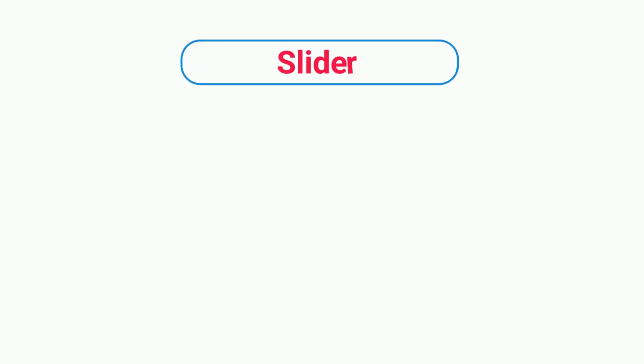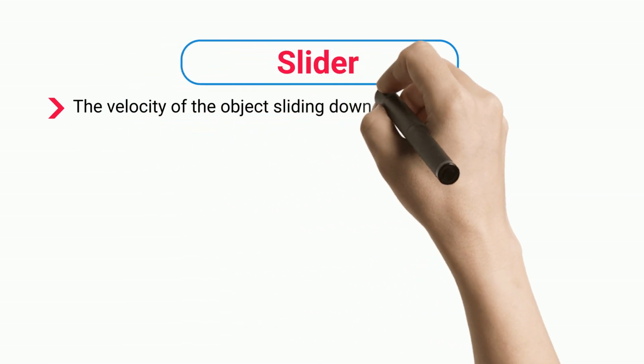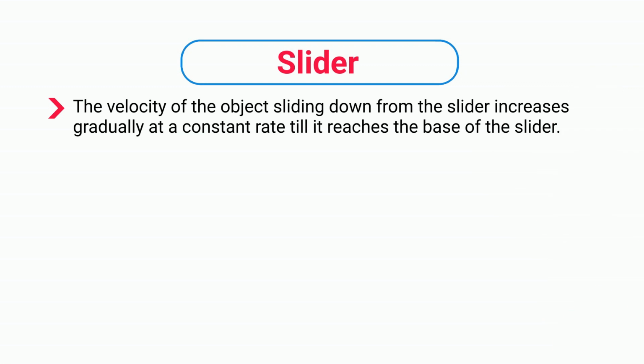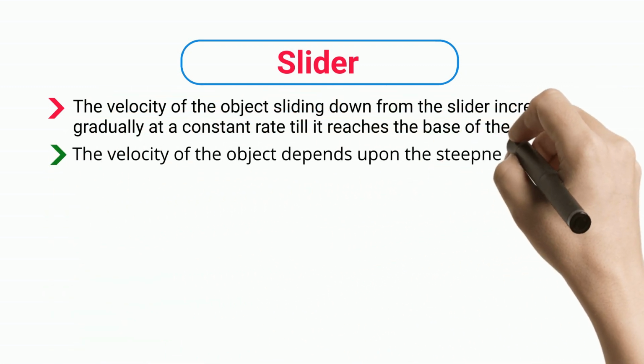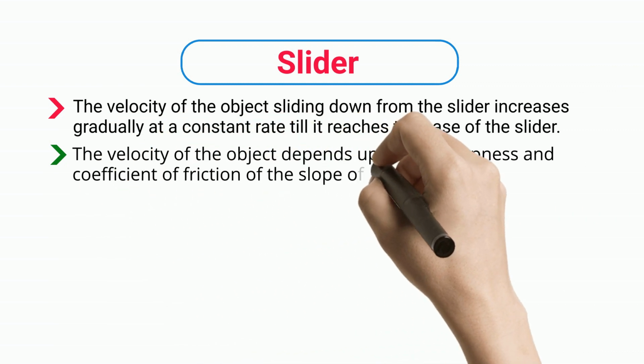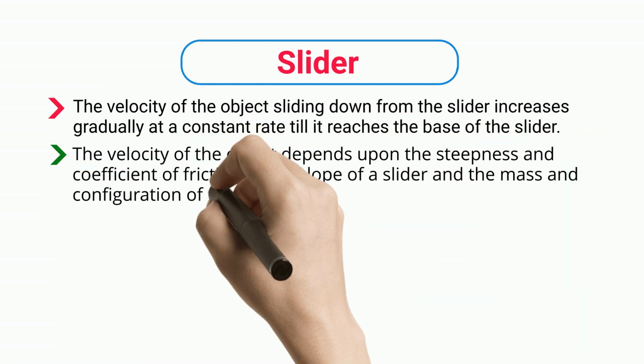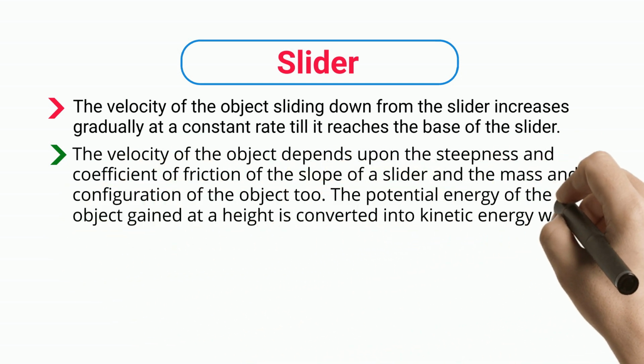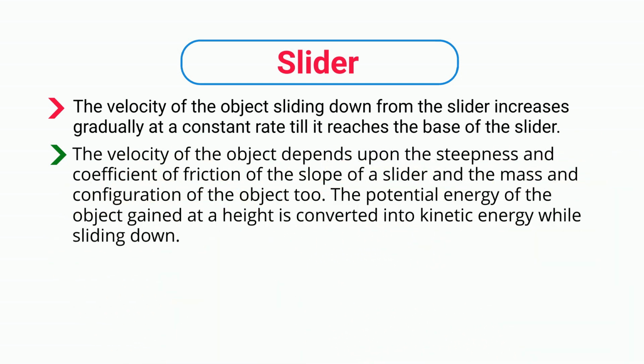Slider. The velocity of the object sliding down from the slider increases gradually at a constant rate till it reaches the base of the slider. The velocity of the object depends upon the steepness and coefficient of friction of the slope of a slider and the mass and configuration of the object too. The potential energy of the object gained at a height is converted into kinetic energy while sliding down.